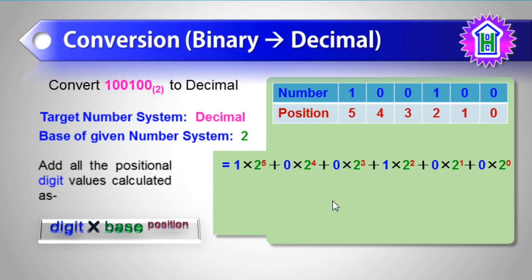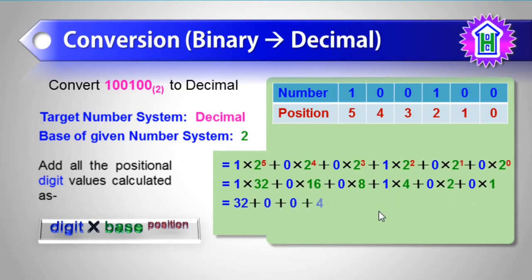So I am writing all the digits. But remember, for a position where the digit is 0, it will always become 0, no matter whatever may be the power of 2. If I multiply that value with 0, it will become 0. So for next time, I will not consider 0. So 2 to the power 5 is 32 and 2 to the power 2 is 4. Rest of the values are 16, 8, 2 and 1.